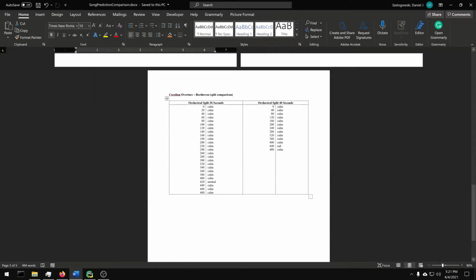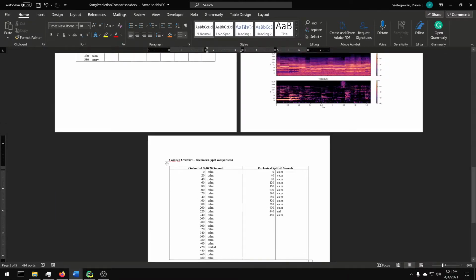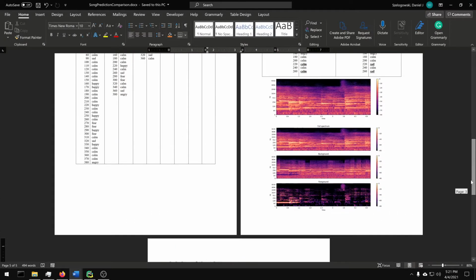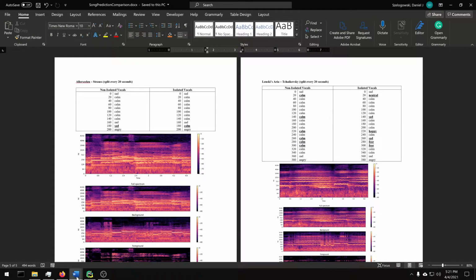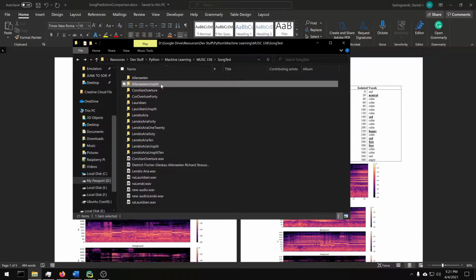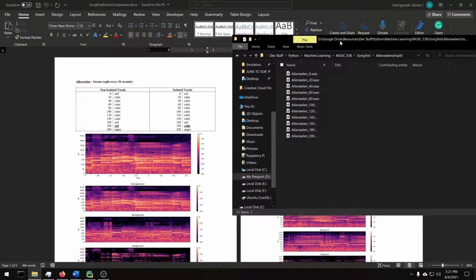Just for a test example, I did the Coriolan Overture by Beethoven just to see how it would react to instrumental music. It didn't really make much sense, and it didn't really have a good understanding of what exactly was happening. So let's just look at a really basic example. So let's take a look at Alle Seelen. Let's look at just a very small segment like right here at 160 seconds.